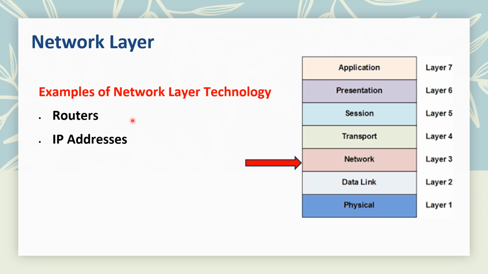Routers: these devices operate at the network layer and are responsible for directing data packets between networks and across the internet. IP addresses are used to uniquely identify devices on the network and help route data packets to their destinations.